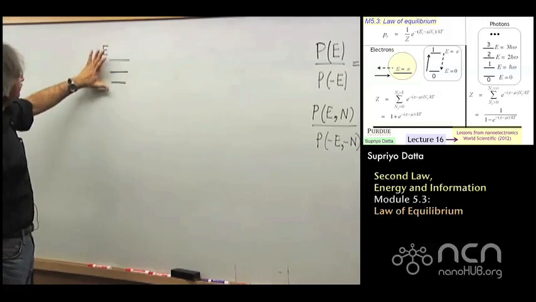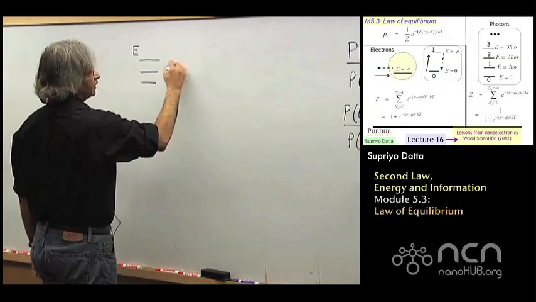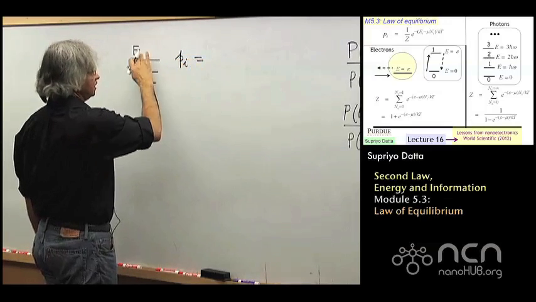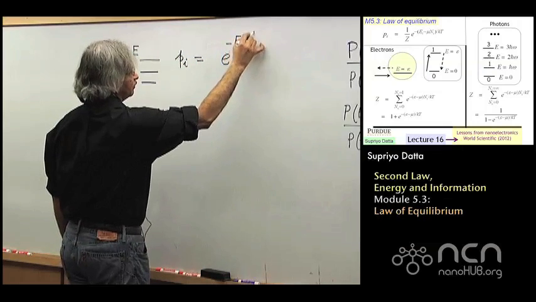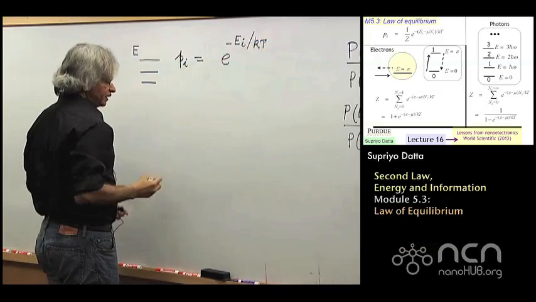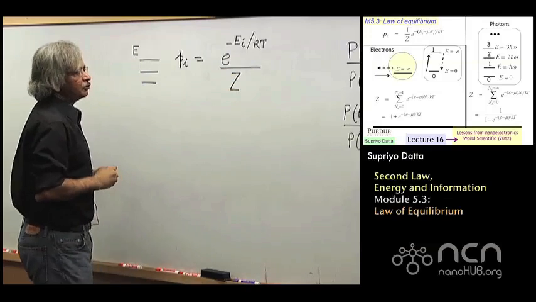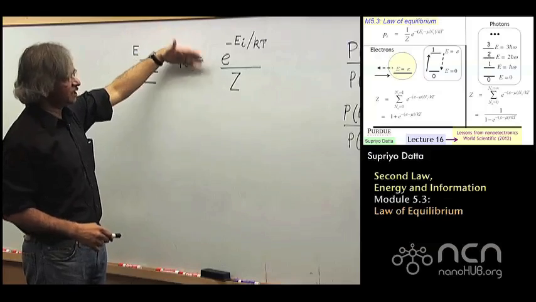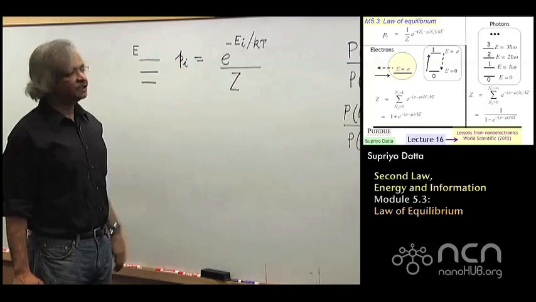Now, if you have different energies available, then the basic law of equilibrium is that the probability the system will be in a state with energy E is proportional to e to the power minus E over KT. It's proportional to that, and this proportionality constant is usually written as 1 over Z. And how do you find Z? Well, the idea is all the probabilities summed over all states must add up to 1. That then allows you to figure out what the Z should be.